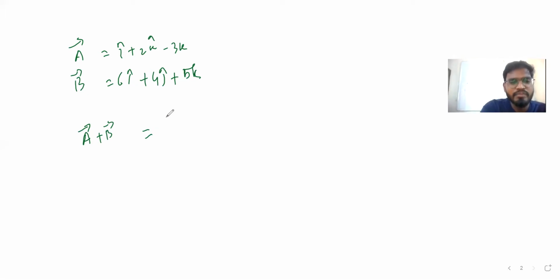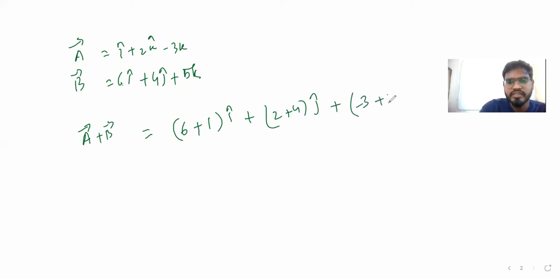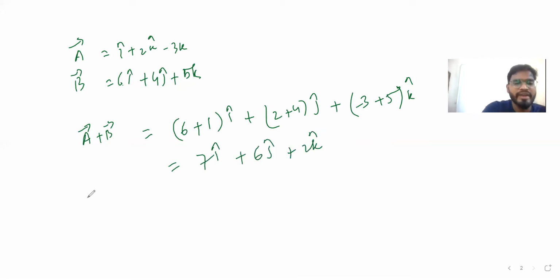Now guys, i plus i if you will add, right? So 6 plus 1, if you will take the constant only, then i cap plus what? 2 plus 4 j cap, and then what? We can say minus 3 plus 5 k cap. Now we can say 7 i cap plus 6 j cap, and then what? Plus 2 k cap.